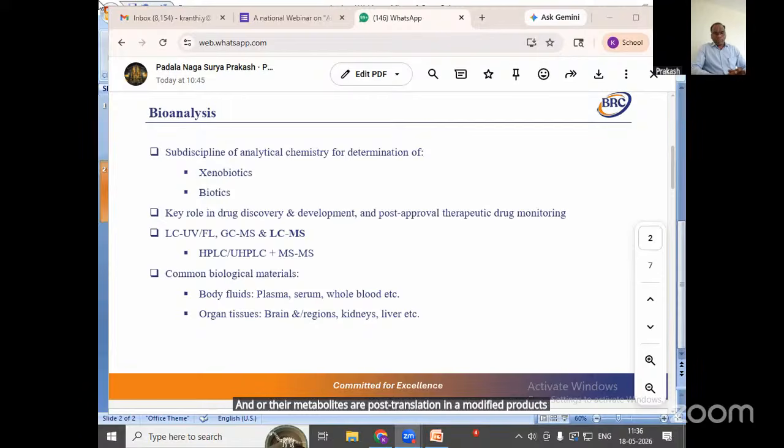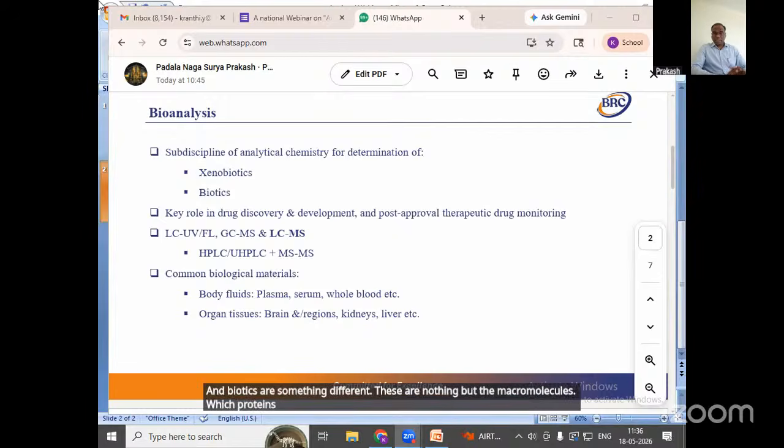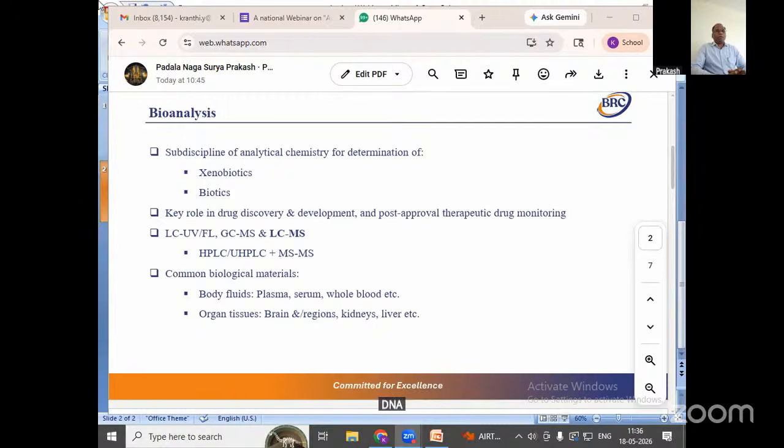And biotics are something different. These are the macromolecules, such as proteins, DNA, or the endogenous metabolites, which can be referred to as biotics.